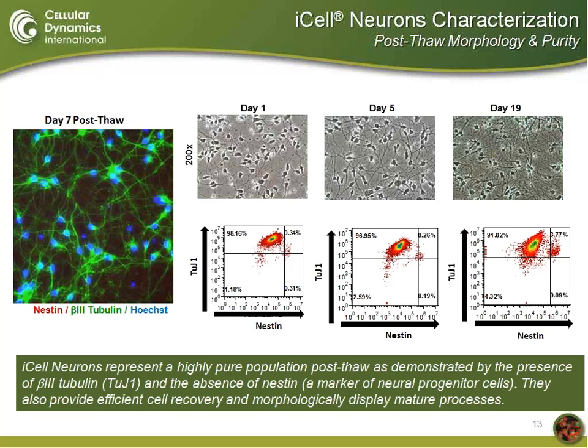And our purity is then reflected in those cultures at these time points. We see on day 1, we're at 98% purity, and at day 19, we've maintained that level above 90% pure at 91.8. So our cells, once again, display a highly pure population of beta-3 tubulin positive, nestin negative, and display the morphology of mature processes.